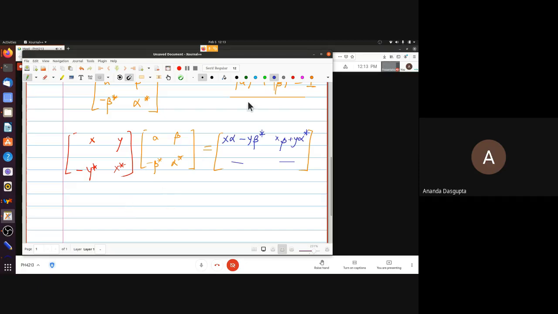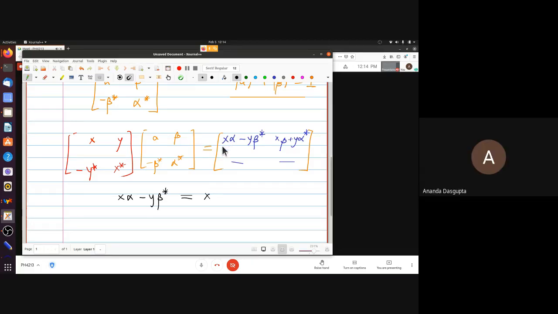So what you are insisting when you say that the matrices commute is that this element, x alpha minus y beta star, must be the same as what? Now I want an answer. Same as what? Yes? x alpha minus beta y star.